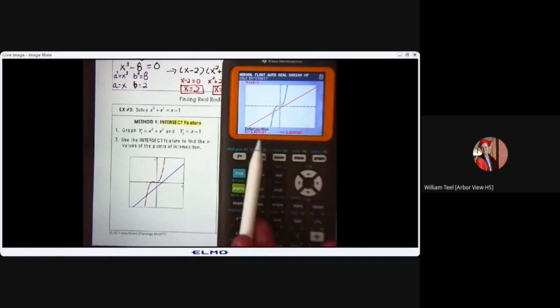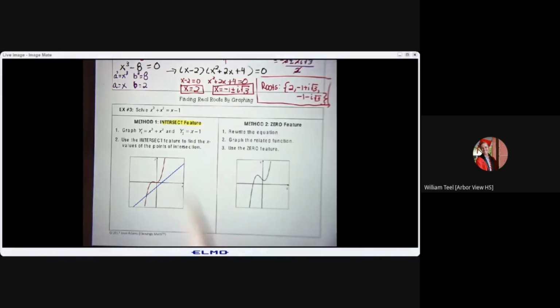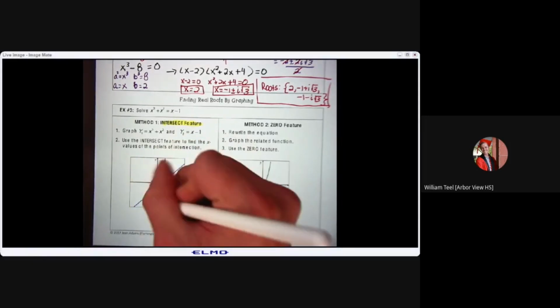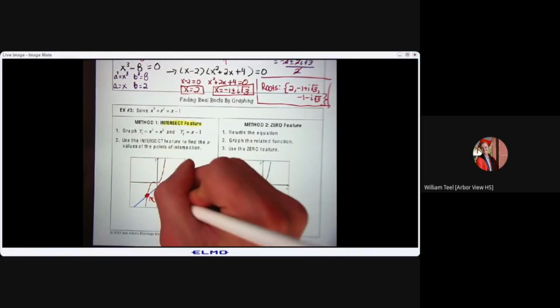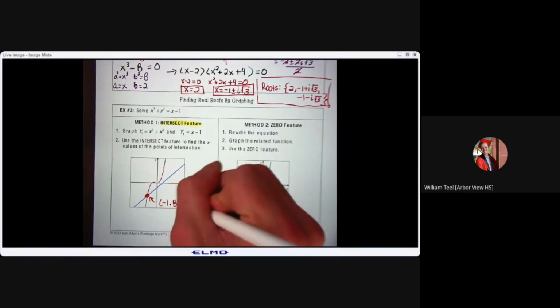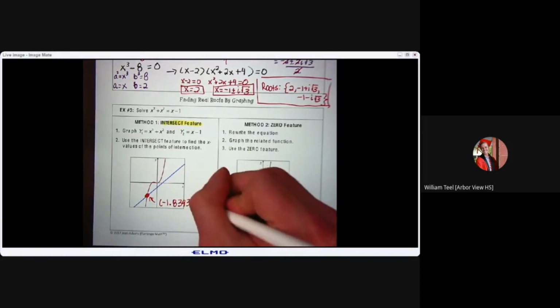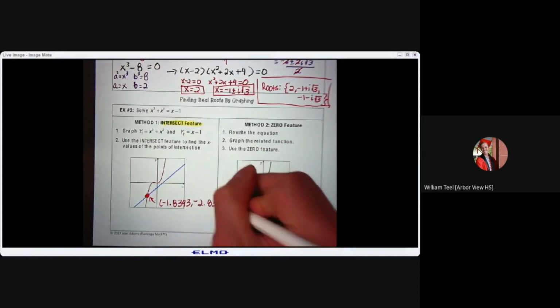And then the point of intersection is right here, negative 1.8393 and negative 2.8393. So I'm going to go ahead and write down that point of intersection right here. So this right here is the point, negative 1.8393, comma, negative 2.8393.